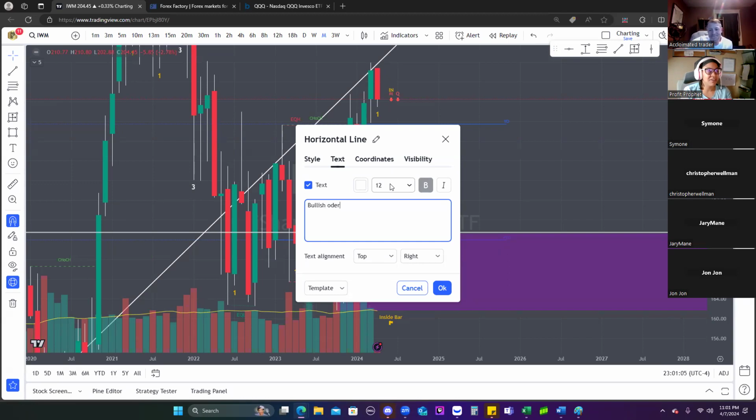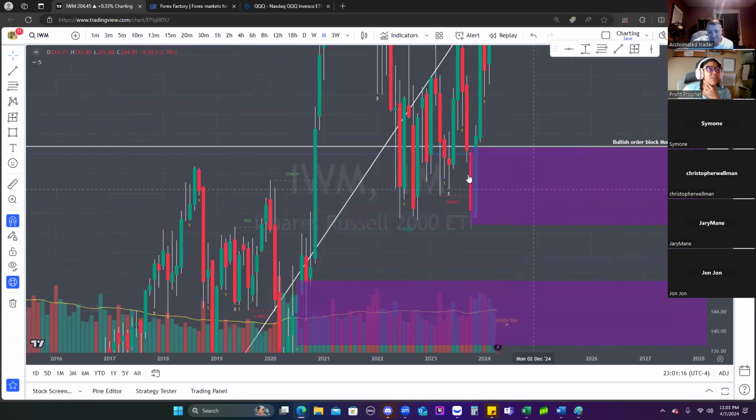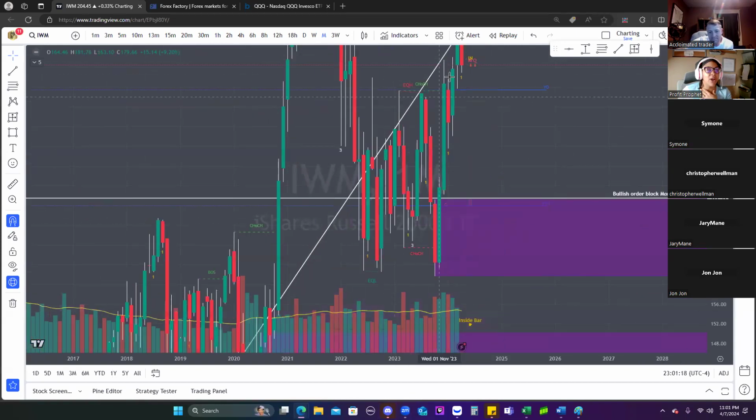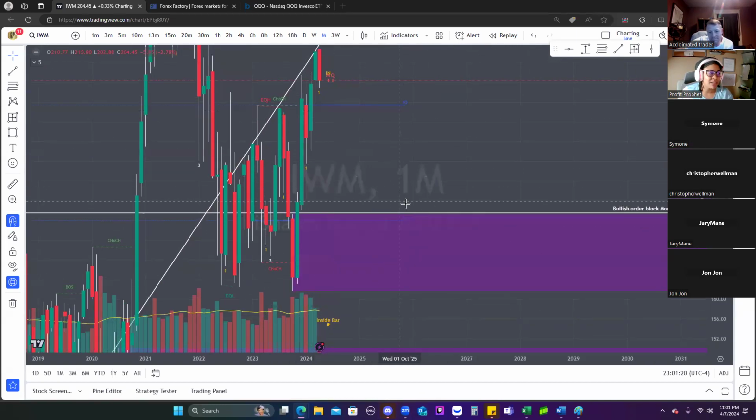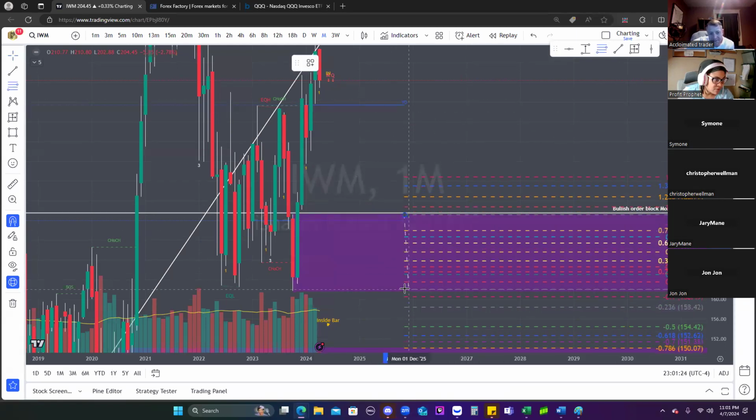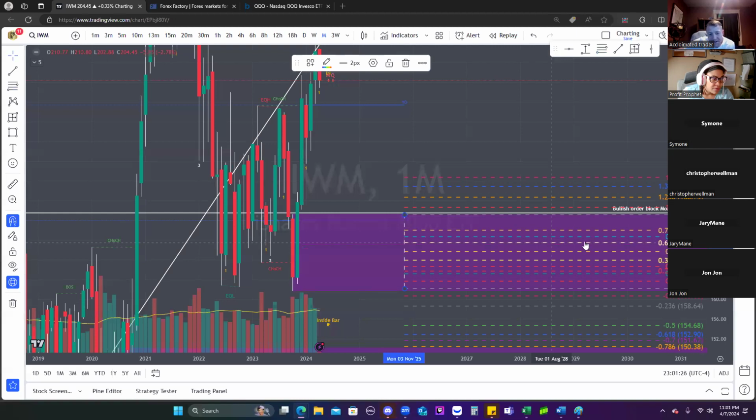Bullish. I'm going to put bounce because we've already poked into this block. We've taken off from it. So if anything, I expect us to induce maybe this level. There's a fair value gap there too, right? Yep, that's why I put the fibs on it.